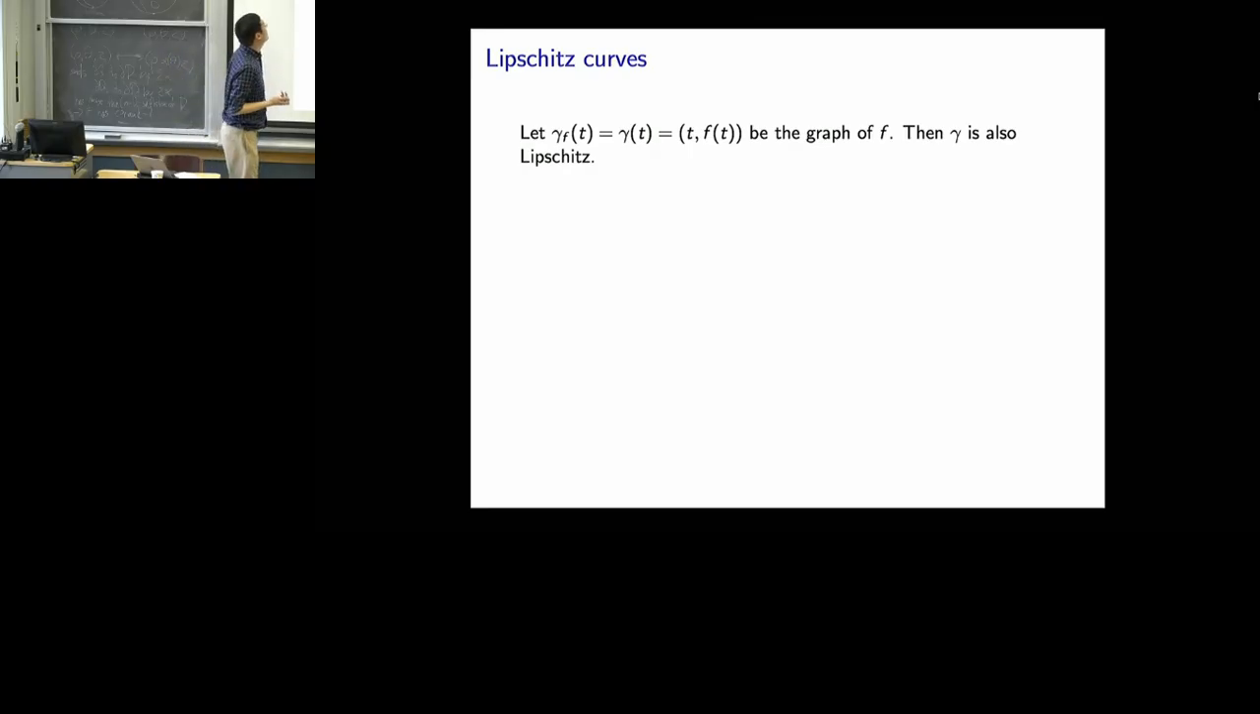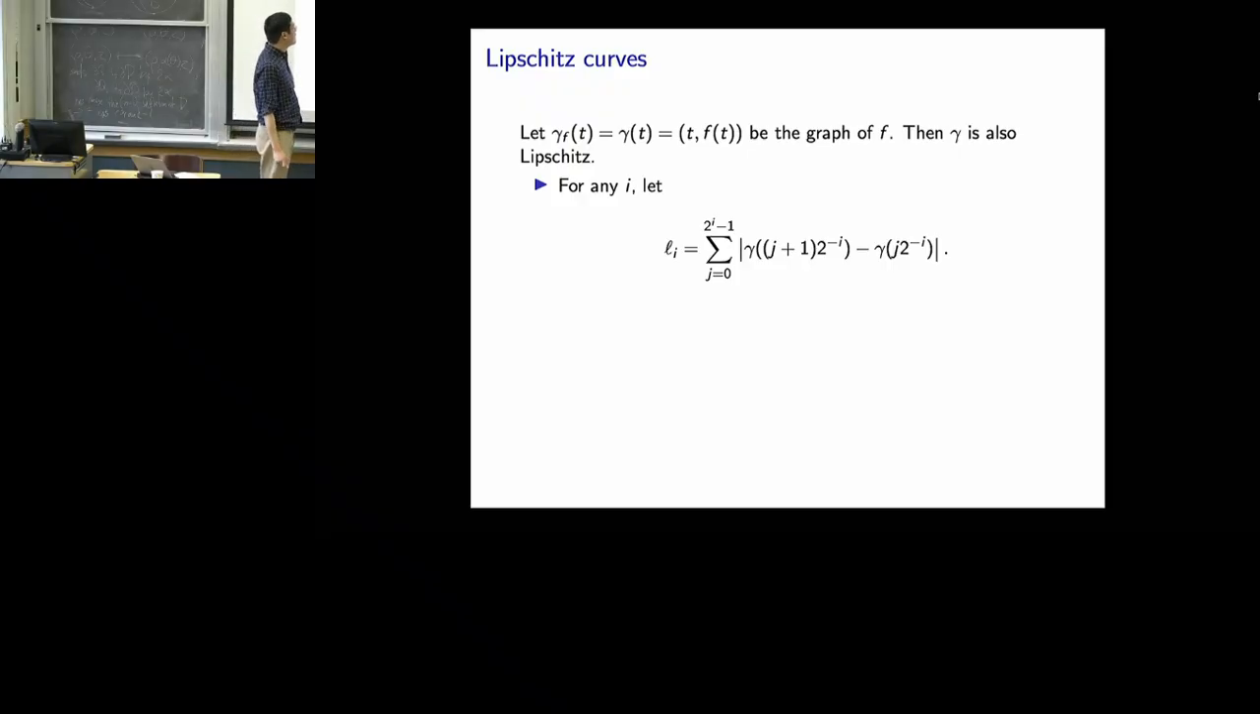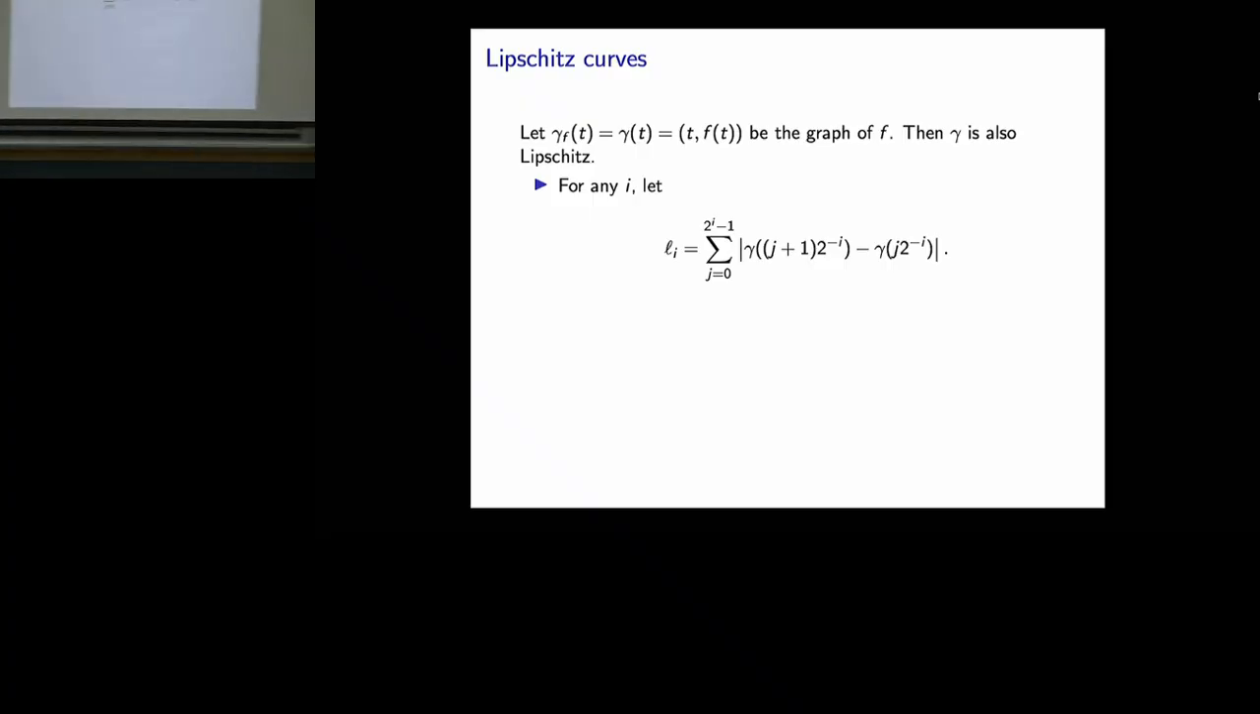So let's say we have a Lipschitz function f from R to R. Let's define gamma to be its graph. Then the coordinates of gamma are Lipschitz, so gamma itself is also Lipschitz. And then we can approximate the length of gamma by formulas like this. For any i, we define L_i, the ith approximation of the length of gamma, to be the sum from j equals 0 to 2^i minus 1 of the distance between gamma of (j+1) times 2^(-i) and gamma of j times 2^(-i). The idea is basically that we're taking our curve.